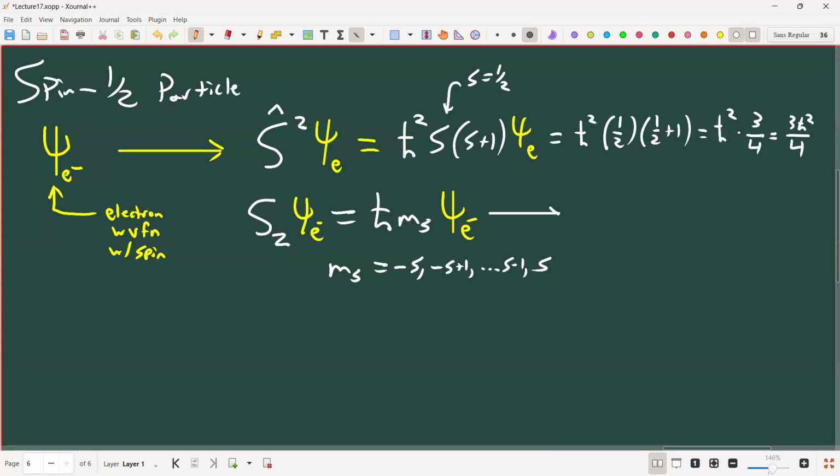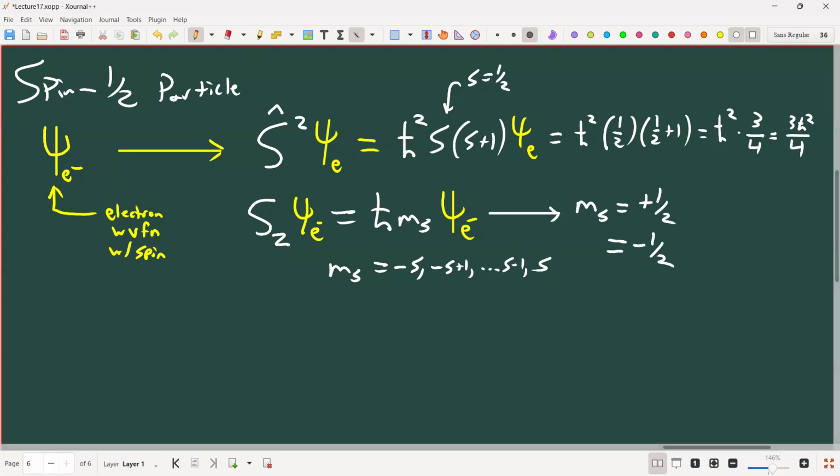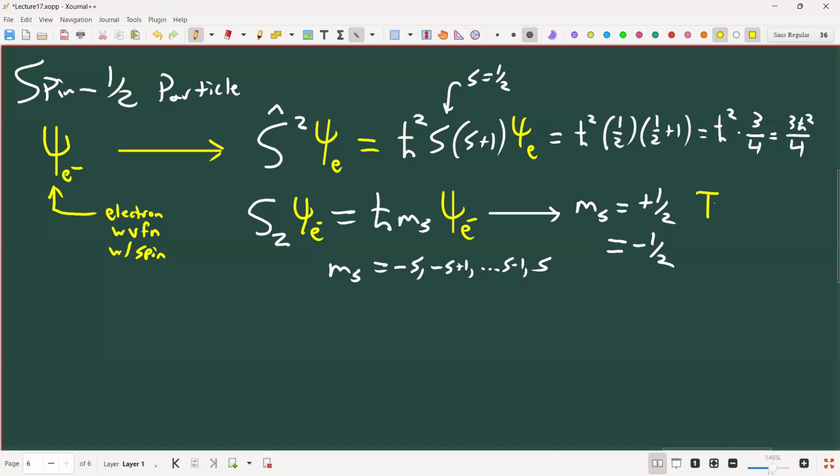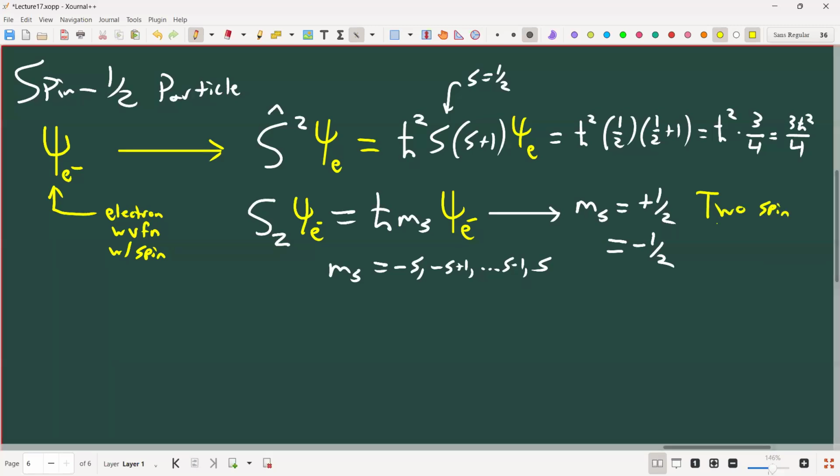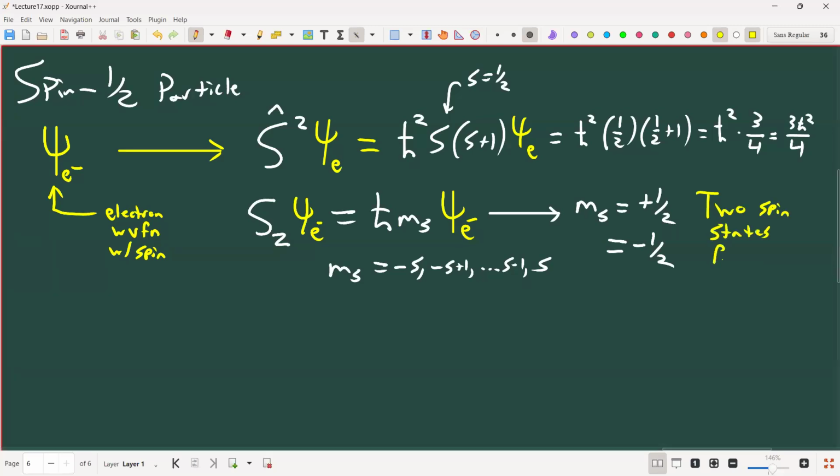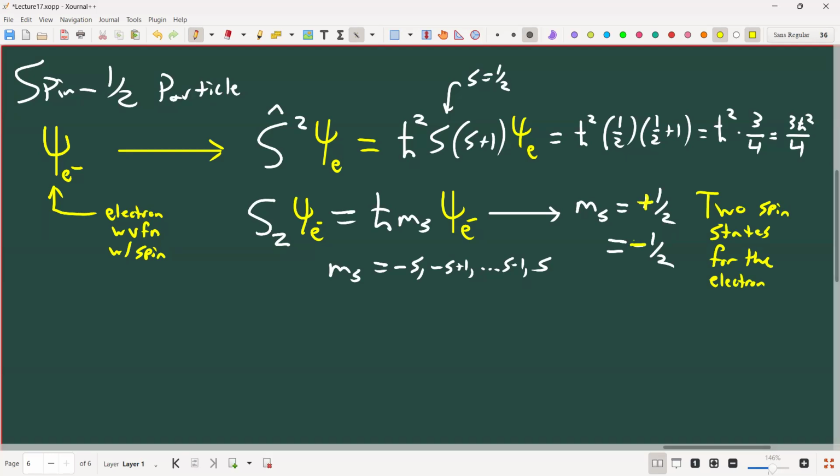Right, so there's only two possibilities. M sub s can be plus 1/2, that's s. And then let's subtract 1 from that. 1/2 minus 1 is minus 1/2, which is minus s. So the only other option is minus 1/2. So there are what we call two spin states for the electron: plus 1/2 and minus 1/2. Okay? We give these labels.